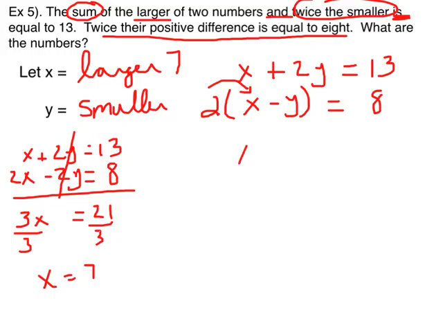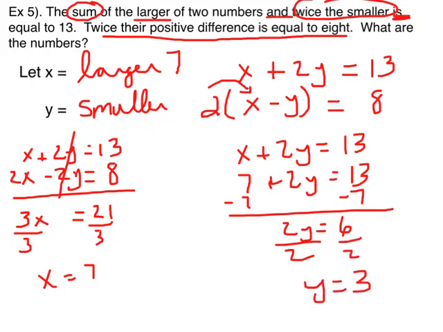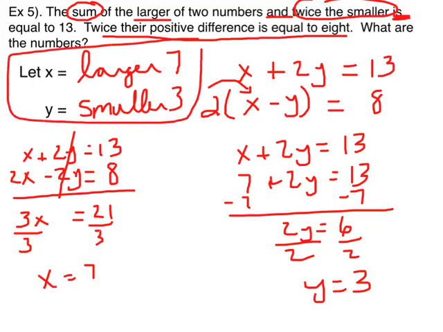Well, I like the first one better without the parentheses, so I get x plus 2y equals 13. And I'm going to put 7 in there, so 7 plus 2y equals 13. I'm going to subtract 7 from both sides. I get 2y equals 6, divide by 2, and y is equal to 3. So my smaller number is 3, my larger is equal to 7, and that is my solution.